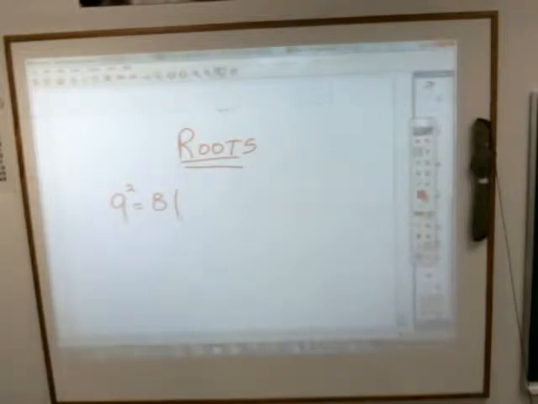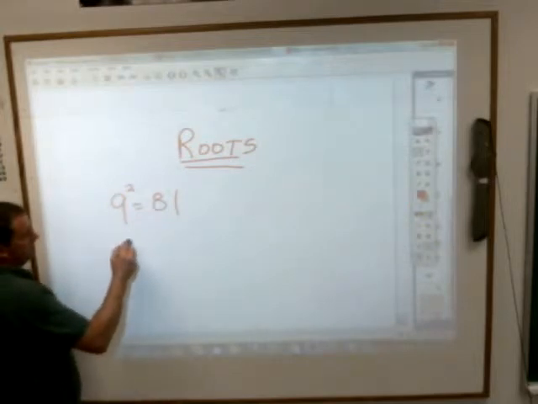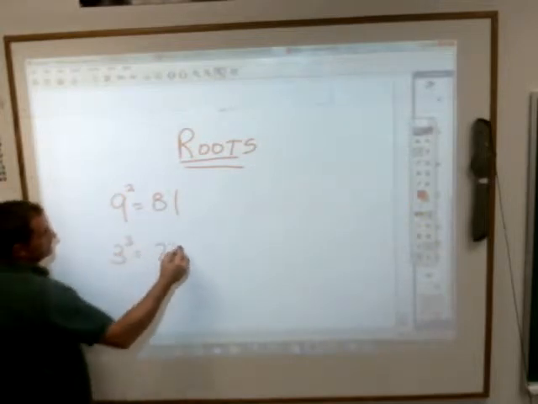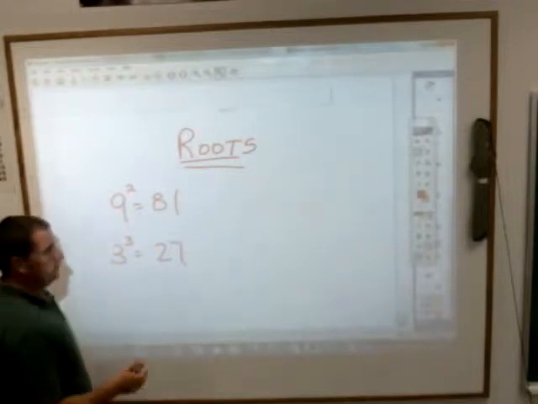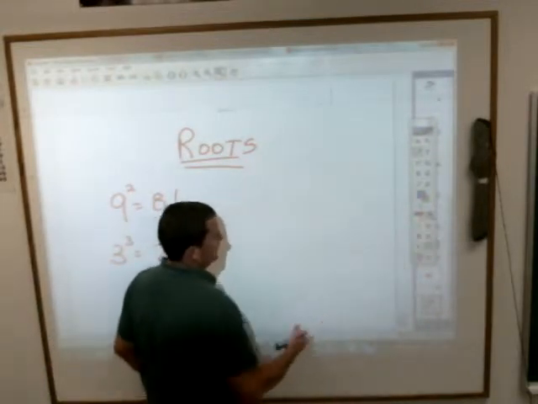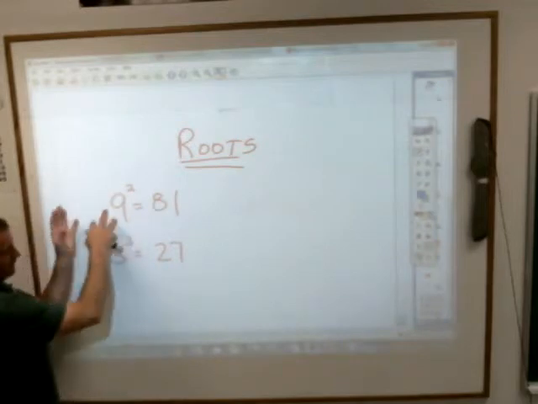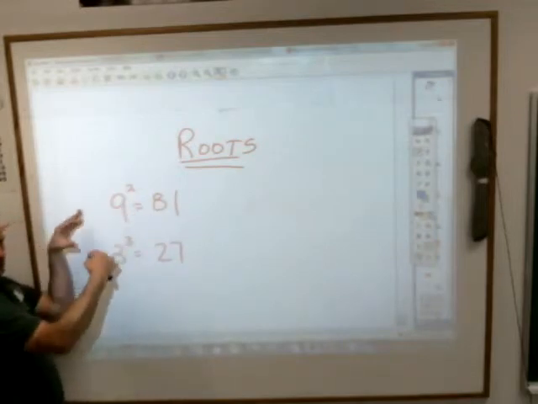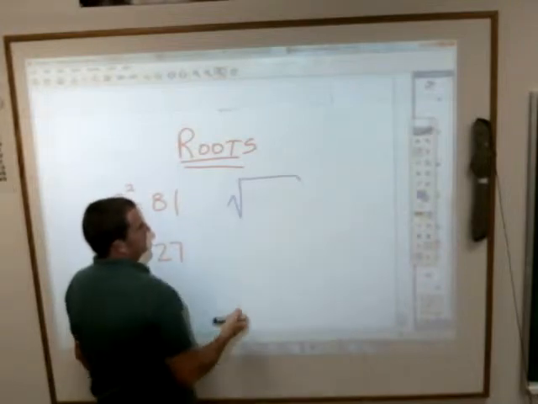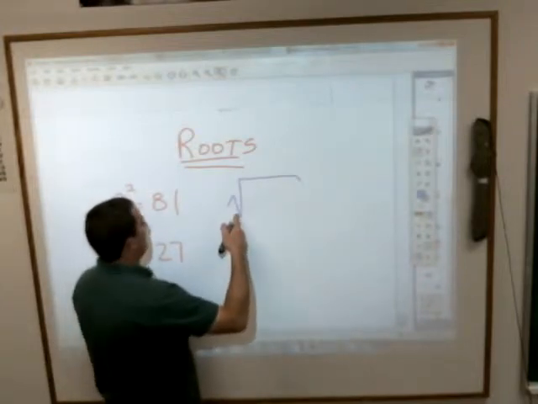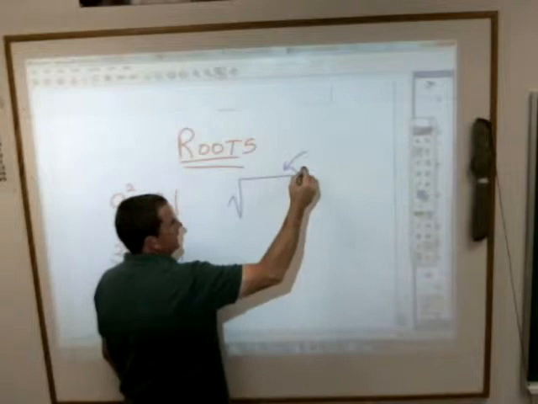Let's see if they give you something else yet. 3 to the third power is 27. Let's just write those down. Roots are like the reverse of exponents and powers. So a root looks like this. It is set off with a radical sign.